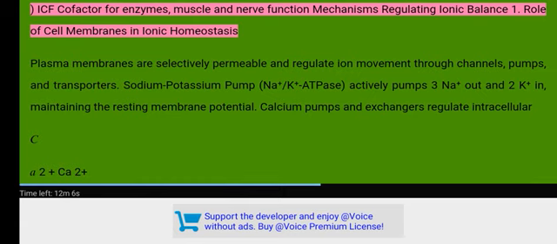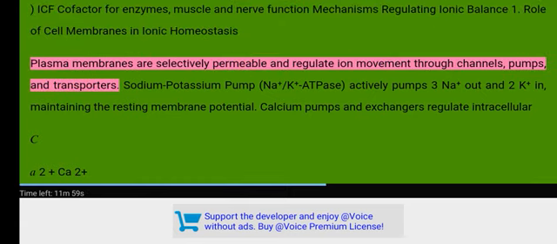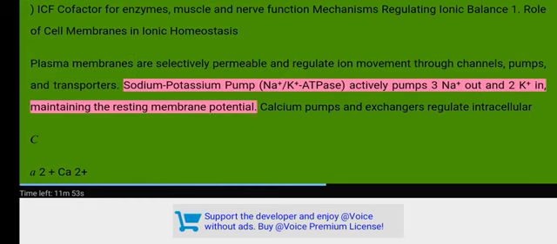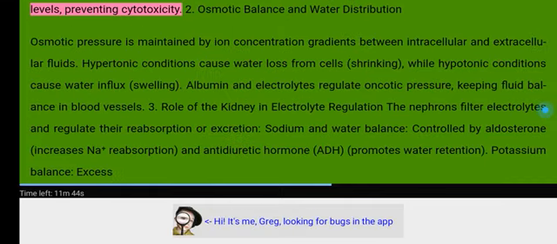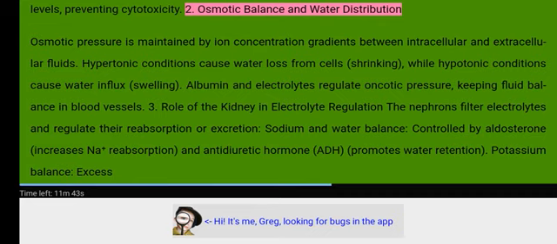1. Role of cell membranes in ionic homeostasis. Plasma membranes are selectively permeable and regulate ion movement through channels, pumps, and transporters. The sodium-potassium pump, Na+/K+ ATPase, actively pumps 3 Na+ out and 2 K+ in, maintaining the resting membrane potential. Calcium pumps and exchangers regulate intracellular Ca2+ levels, preventing cytotoxicity.